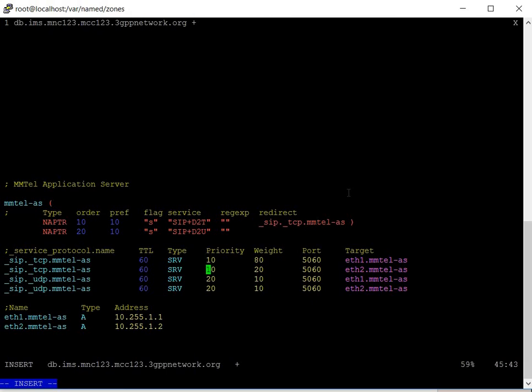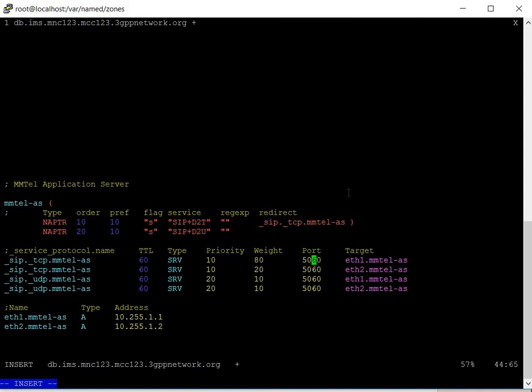And I have, in this case, equal priority, so I want to use both of them. It's not active-standby. I want to use both, and I want to send 80% of my TCP-based traffic towards ETH1 as an interface. And I want to send 20% of my traffic to ETH2 as an interface, and by the way, I'm using SIP default standard port 5060.